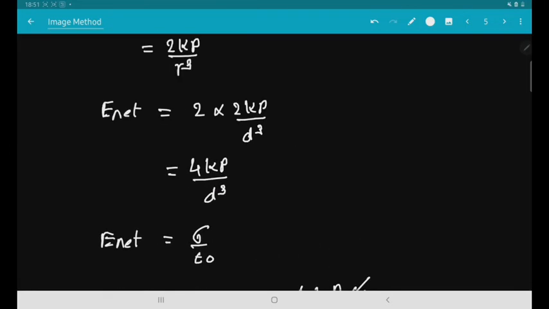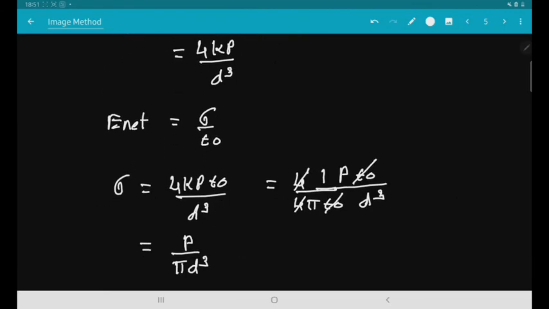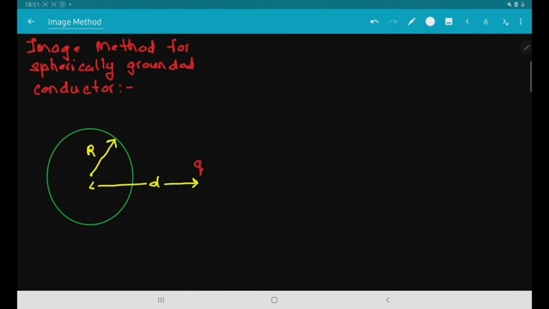Now here the net electric field, if you see, it will be in the positive i cap direction, and this sigma, which is perpendicular to the surface, will also be in the positive i cap direction. So the directions will be the same. We will get surface density equal to p divided by pi d cube. Okay, now let us look at the next question.